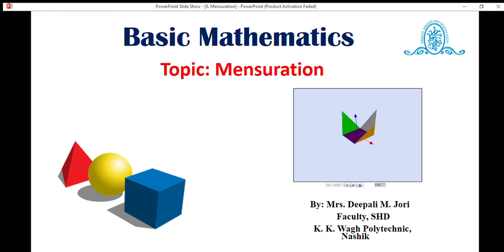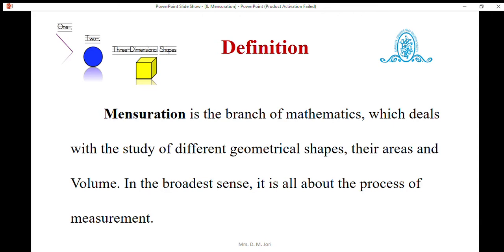In today's session, we will discuss the topic mensuration. So let us first see the definition of mensuration. Mensuration is the branch of mathematics which deals with the study of different geometrical shapes, their areas and volume. Or in the broadest sense, it is all about the process of measurement.